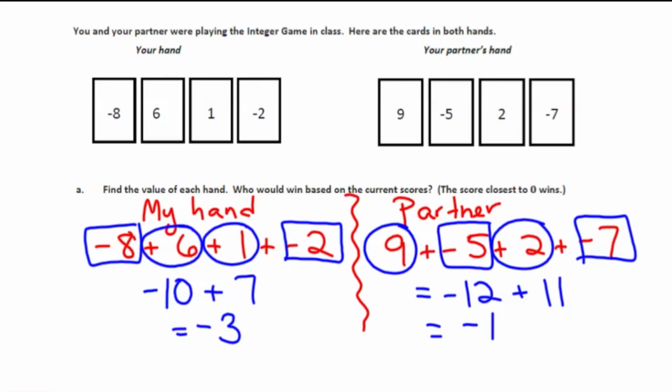So then the question asks, who wins? The person who's closest to 0 wins, so therefore my partner wins, because -1 is closer to 0 than -3 is. Now let's move on to part B of this question.